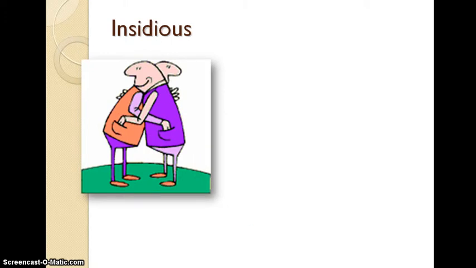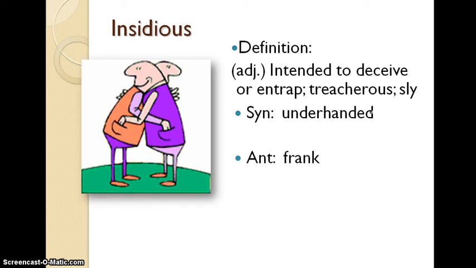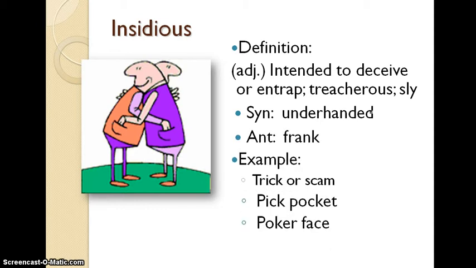Next one, I think that we're going to stop right here. This is insidious. Look at these guys. What are they doing? They're hugging each other, but they're also picking each other's pockets, and that's an uncool thing to do. So if you are insidious, it's intended to deceive or entrap. It's treacherous or sly. So I think probably in a lot of our novels this year, and maybe a lot of the novels you read last year, we've noticed some people's insidious behavior, right? It's intended to deceive. It's being sneaky, trying to get away with something. Great synonym, underhanded. And an antonym is frank, and that means honest or straightforward. And examples would be trick or a scam.